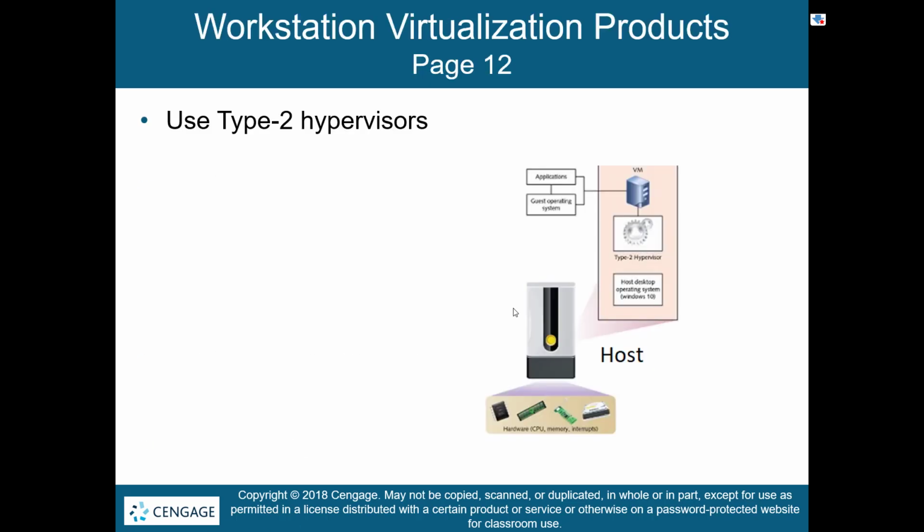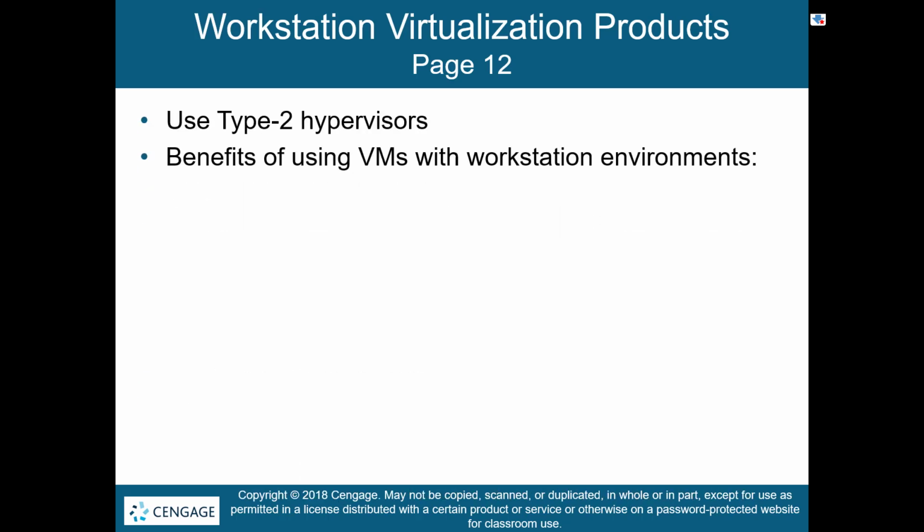Workstation virtualization products use Type 2 hypervisors. And as you may recall, Type 2 hypervisors are designed for creating and running virtual machines on top of an existing operating system, such as Windows, Macintosh, or Linux. Some of the benefits of workstation virtualization are described there on page 12.